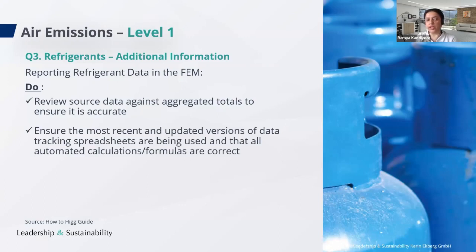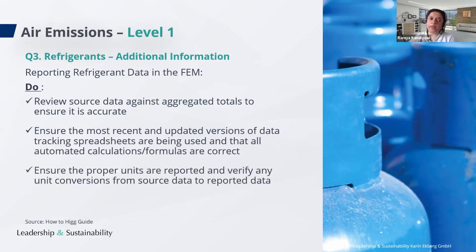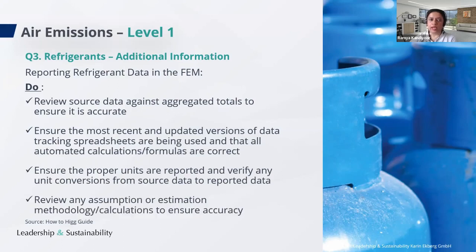You saw how we have to do the calculations of the total carbon dioxide equivalent that we are going to be maintaining. So please, when you are looking at these calculations, ensure that you are maintaining the calculations in the right sheets. If corrections are made, it should not happen that any of the earlier versions of the calculation sheets are being used. Ensure again proper units are reported, whether it is kilograms, whether it is tons, etc. We should be very mindful of that when we are looking at this information. And also review any assumptions and estimations that you are making to ensure that there is accuracy of the information.